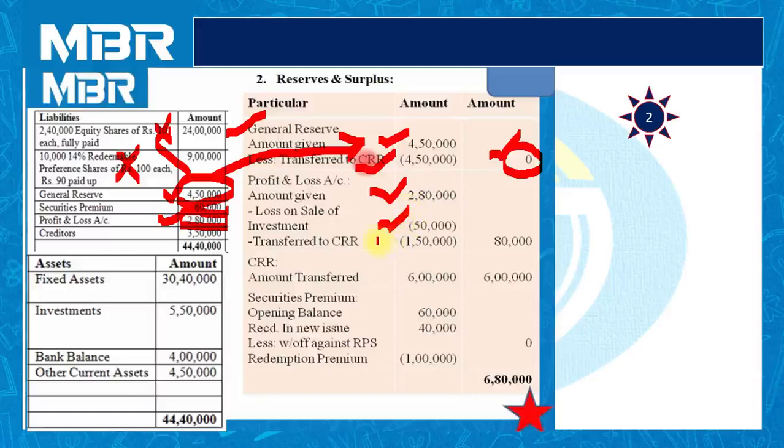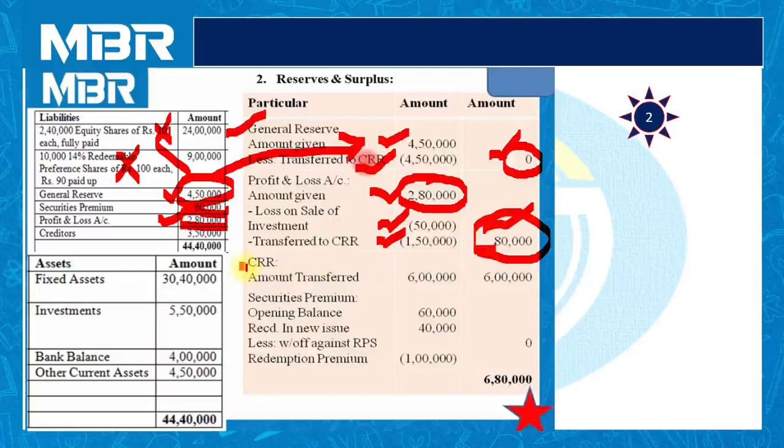Then again recall step number 3, arrangement of the fund for the capital part. We have transferred rupees 1,50,000 to the CRR account from the profit and loss account. So very simple. Total balance available with the company is 2,80,000. Out of these 2,80,000, 50,000 rupees adjusted for the loss on sale of investment, and 1,50,000 rupees are transferred to CRR. So the closing balance available in our profit and loss account is 80,000.